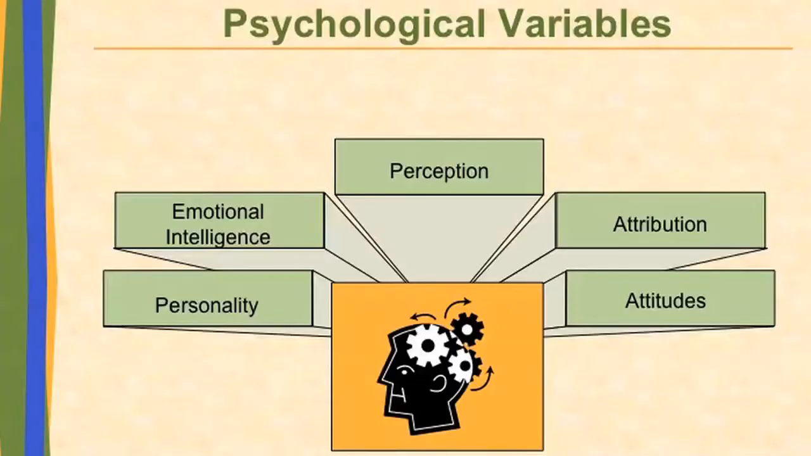A key aspect in individual differences has to do with some of our psychological variables. Those include: what kind of personality does somebody have? How able are they to manage their emotions? What are their true and accurate perceptions of situations? What are they attributing when they're around other people? And what kind of attitudes do they have? Are they positive or not?